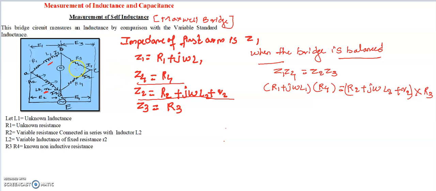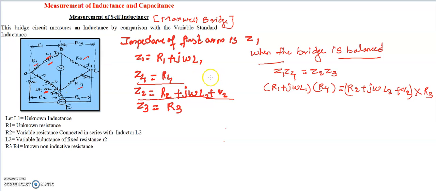Look at the bridge network. The only unknown quantities are R1 and L1. We know the values of R2, L2, small r2, and the resistances R3 and R4. By varying the standard resistance and inductance, and the standard resistance R2, we can make the current 0 between terminals B and D.